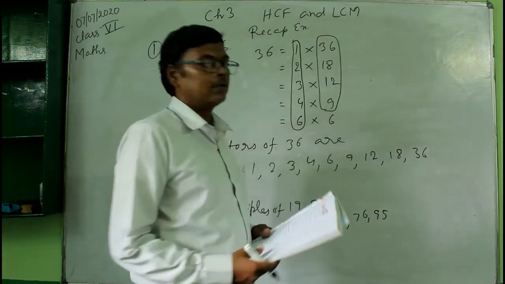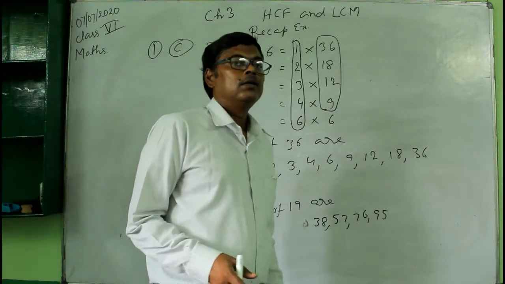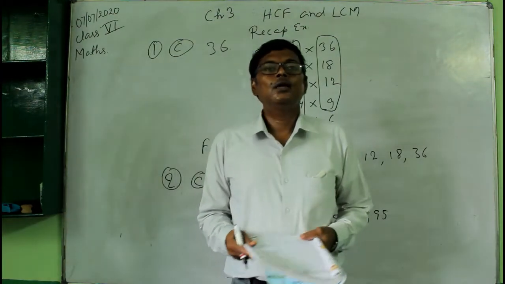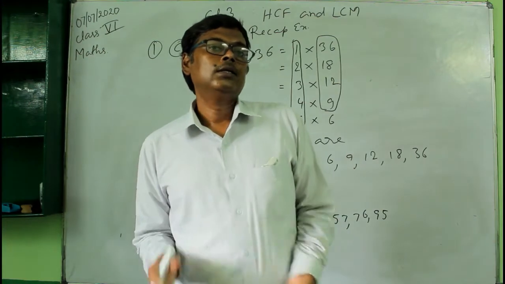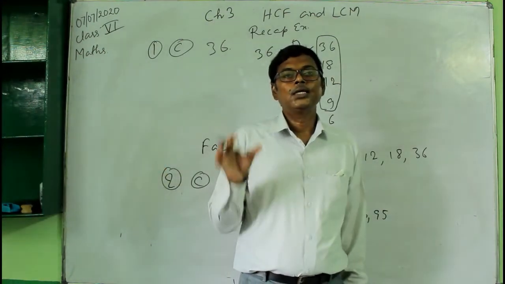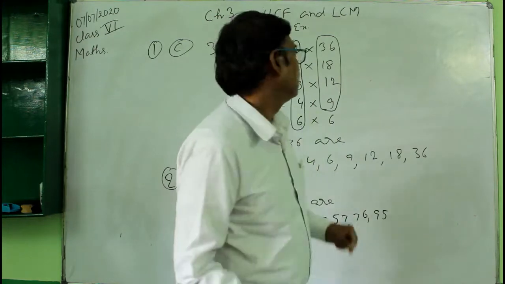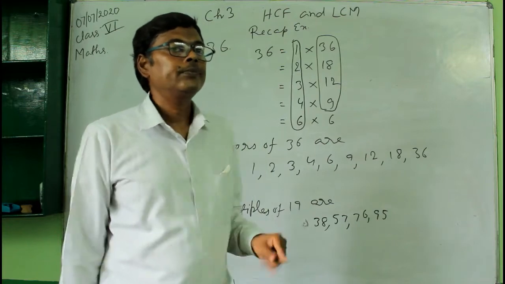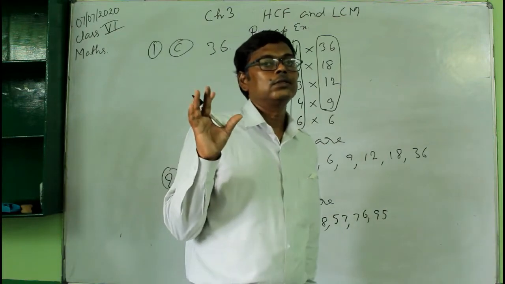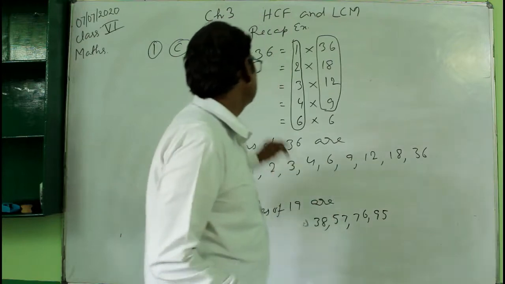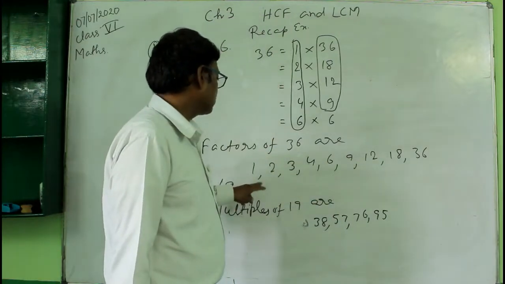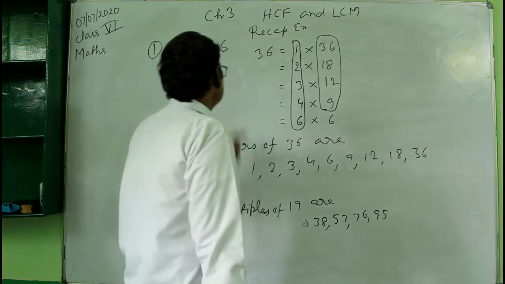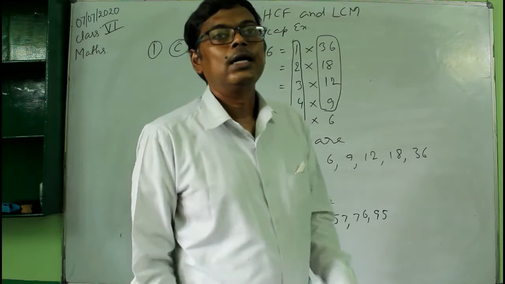So in this way you can find the multiples. There is no end to the multiples of a given number. There are infinite multiples of a given number, but the factors of a given number are limited, that is, they are finite. In the first question I found the factors. The number of factors is fixed. Like 36 has only how many factors? 1, 2, 3, 4, 5, 6, 7, 8, 9. So 36 has a total of 9 factors.